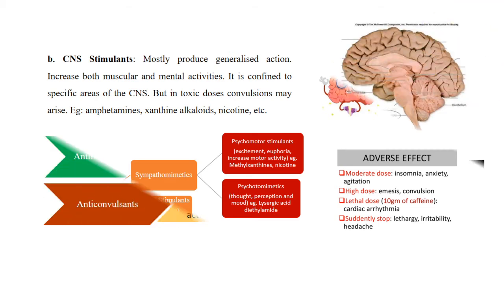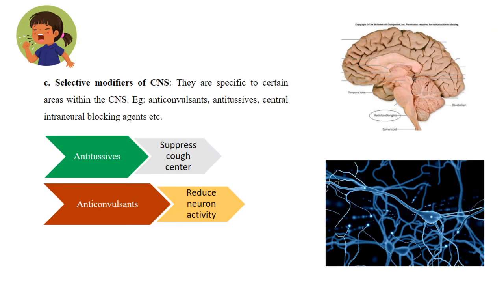And the next one is selective modifiers of CNS. So from the name itself, it will selectively modify. Either it can depress or stimulate selectively only a particular area of the CNS and not as a whole. So for example, antitussives, that is cough center. It will suppress only the particular area in the brain so that our cough will be controlled. By suppressing the particular cough center in our brain, our coughing will be suppressed. We'll be relieved from our cough. That is the mode of action of antitussives.